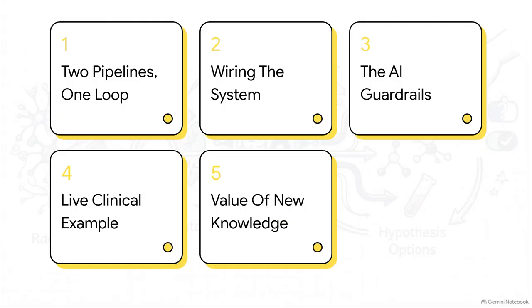All right, let's just quickly run through our roadmap for today. First, we'll look at the two pipelines, one loop. Then, wiring the system together. Third, the AI guardrails. Fourth, a live clinical example. And finally, the value of new knowledge.